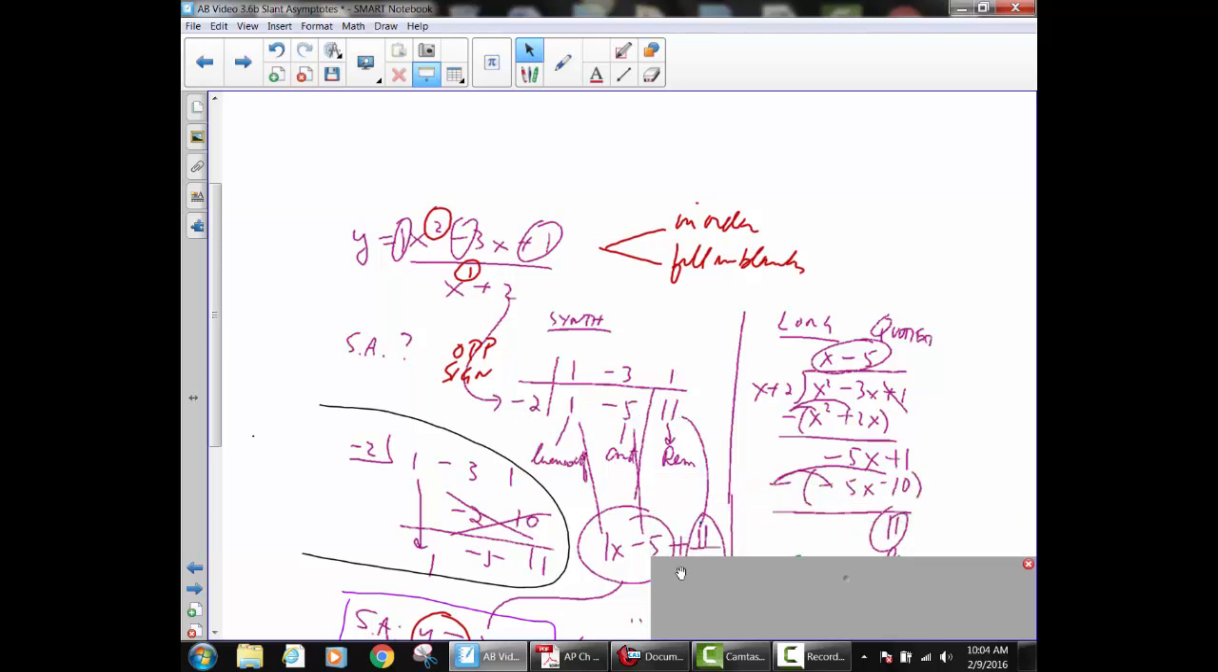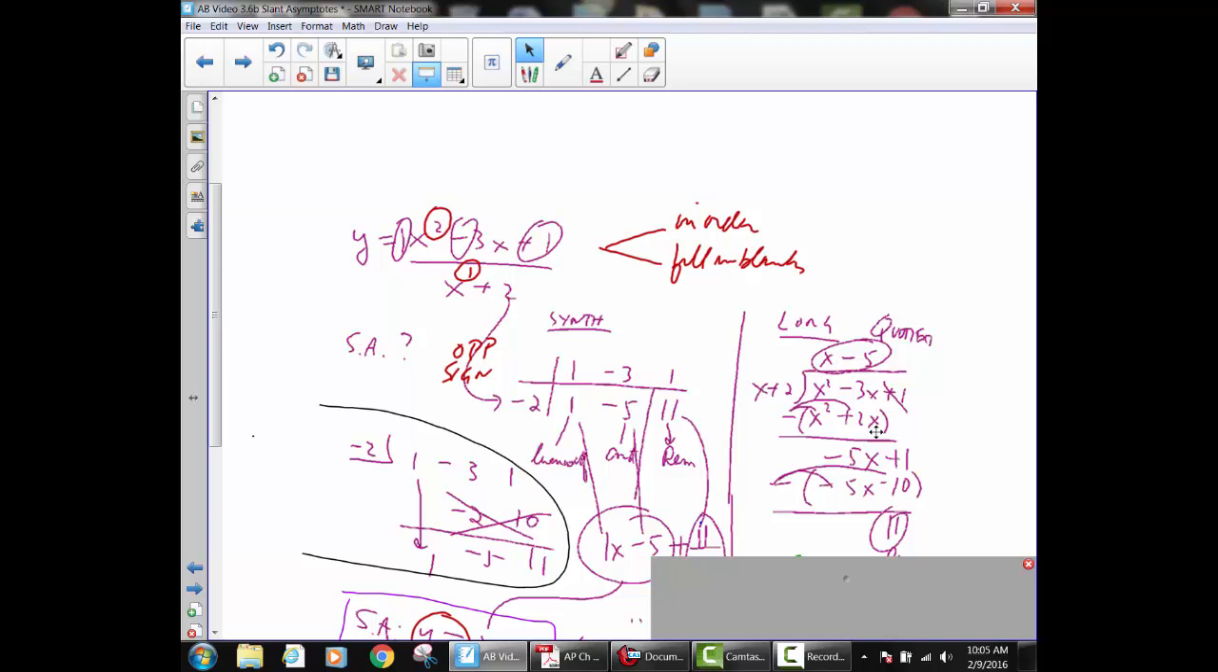Anyways, if you did long division, you'd have this. You'd ask yourself, x times what gives x squared? x times x gives x squared. You multiply the x times x plus 2. You get x squared plus 2x. Remember, you are subtracting this, just like long division. x squared minus x squared is gone. Negative 3x minus 2x is negative 5x. Bring down the next term, which is plus 1.